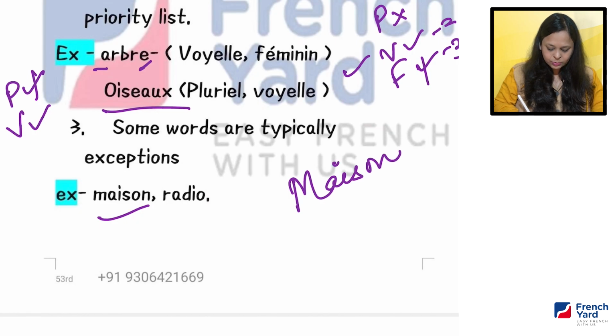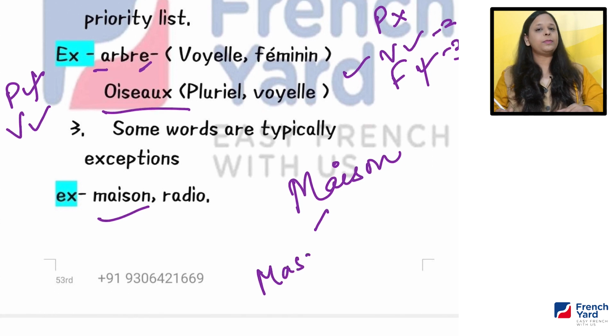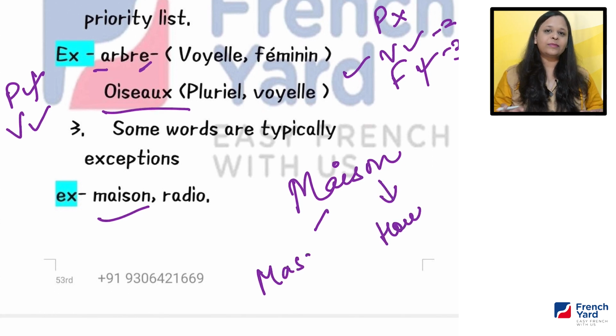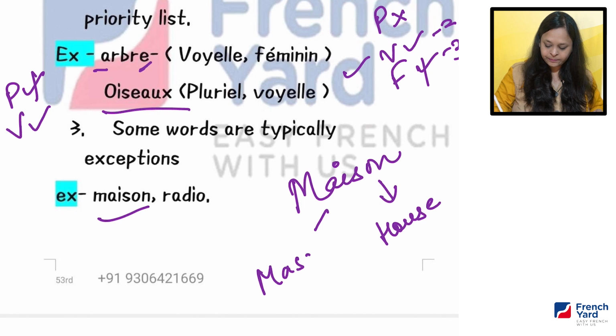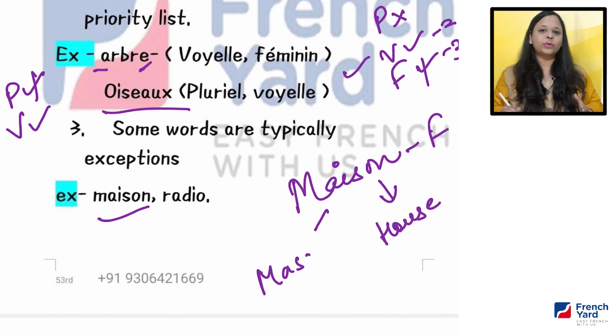And at last, we have some words that are typically exceptions. There are certain words in French which are typically exceptions and they do not follow any rule. For example, maison. The meaning of the word is house, and if I consider it in the rules, it is going to come in the masculine category. So by meaning or by the rules, nowhere was I able to judge that this word is a female word. We say ma maison, as this word is female. So what does it mean? That maison is a typical exception that you have to memorize or learn.